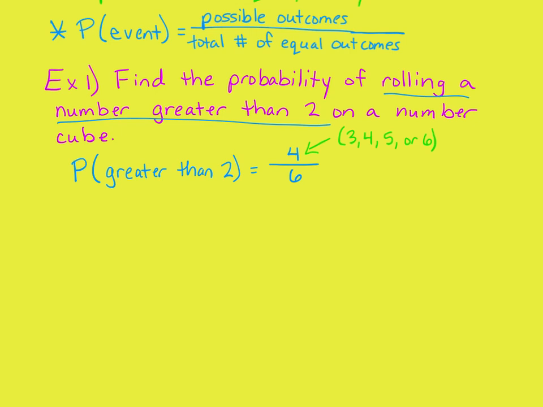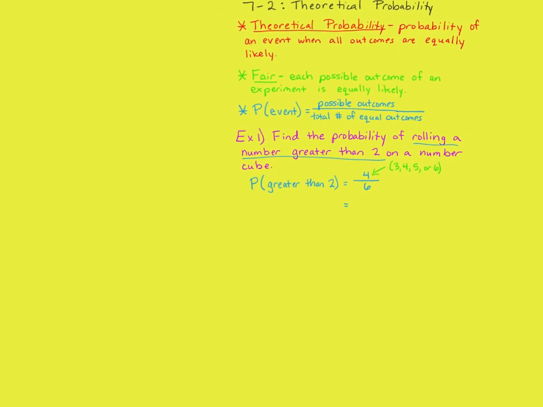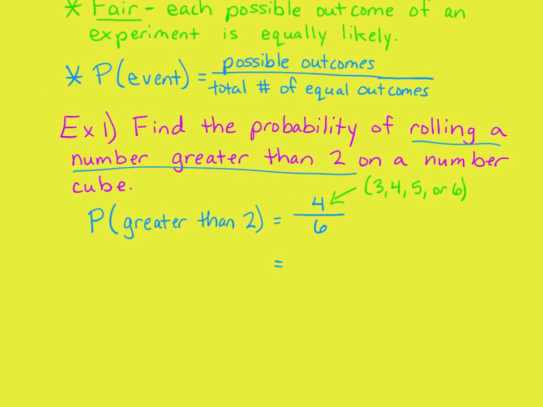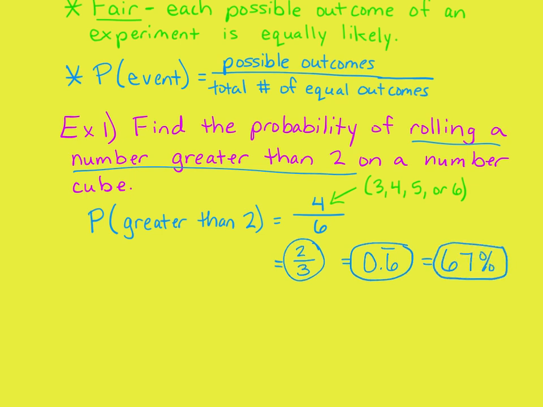And we have actually found the probability. We're going to write it as a fraction, decimal, and percent. Simplified or reduced, this 4 out of 6 is 2/3. Or we could write it as a decimal, which would be 0.6 repeating. Or we could write it as a percent, and we'll go ahead and round it. It's about 67%. Or you could say 66.6 repeating. So we have found the probability of this event.